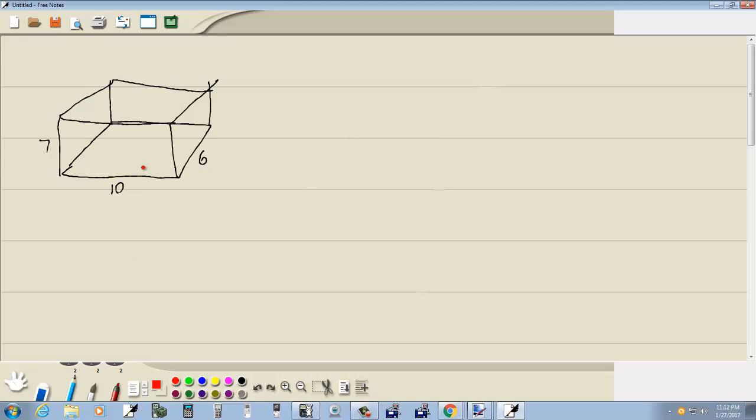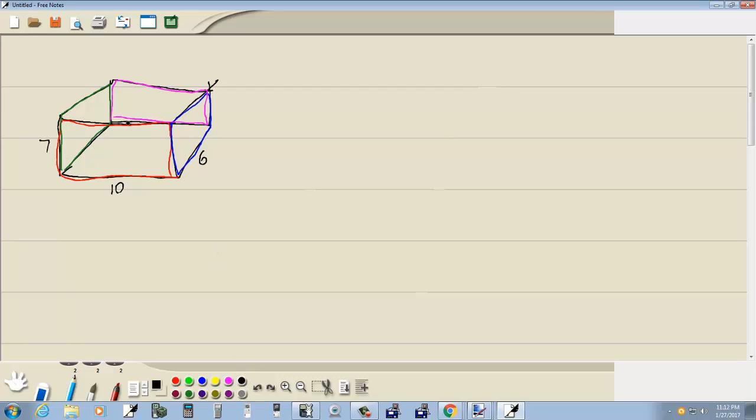Well, I have one wall here. I have one wall here. I have one wall here. And I got one wall in the back here, like this.